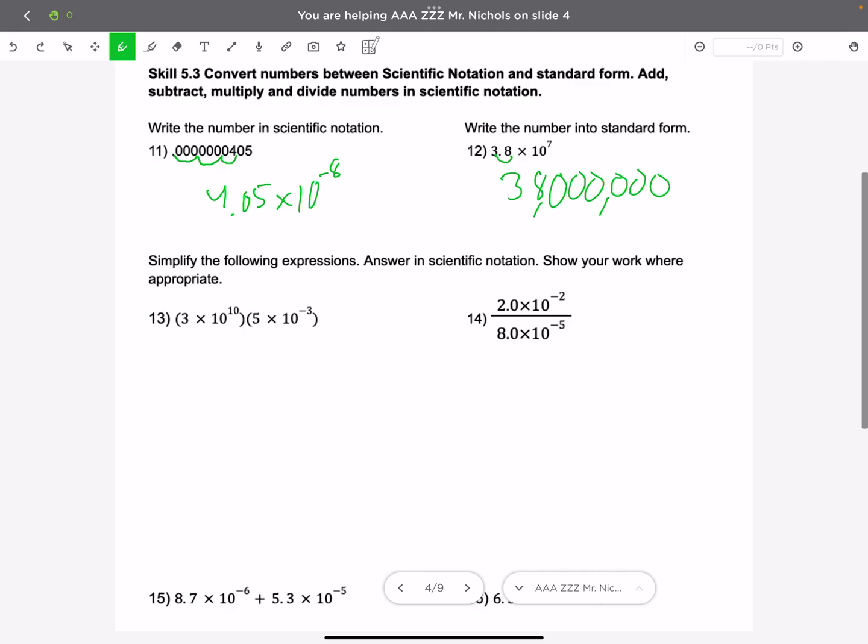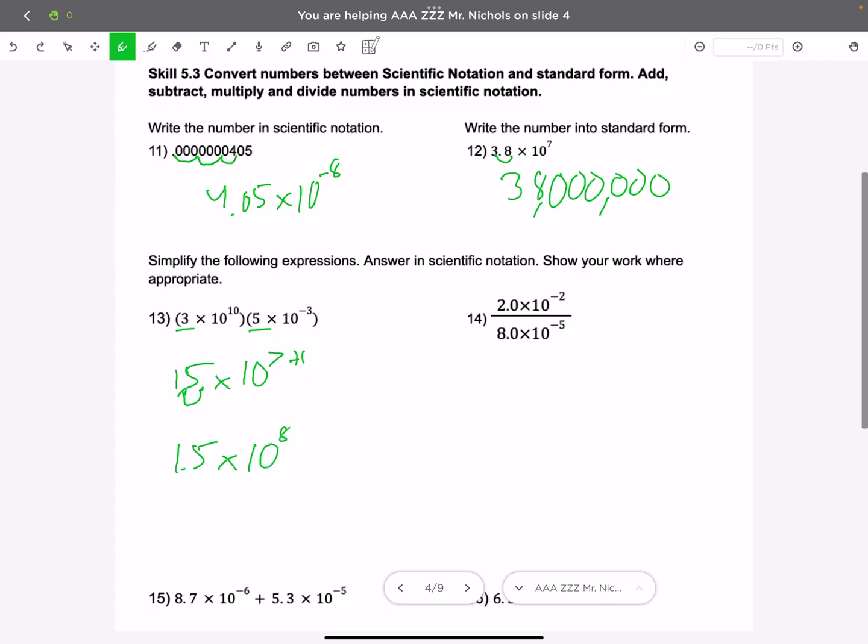Now when I multiply, remember I multiply the 3 and the 5, and I get 15 times 10 to the 10 plus negative 3. That just becomes 10 to the 7th because I add the exponents. Now this is not scientific notation. So here's my point. I want to move it 1 to the left. So it becomes 1.5. Now to compensate, I have to add 1 here, and it becomes 10 to the 8th.